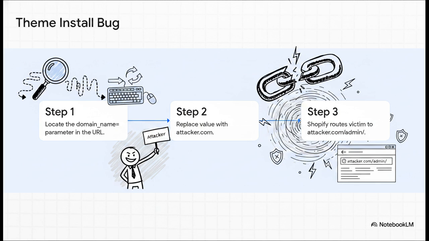But here's the catch. Shopify wasn't actually validating that the input was a legitimate Shopify domain. So by simply changing that value to attacker.com, the hacker created a highly trusted Shopify link. When clicked, it immediately bounced the victim right off the platform to attacker.com/admin. It's just simple, elegant, and super effective.